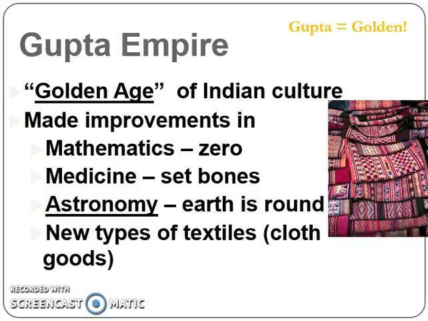And they are going to make improvements in a lot of different things, including zero in mathematics. They're going to set bones, medically speaking. So when you break your bone, putting it back into place, knowing how to put it back into place and wrap it and make sure it grows back how it should, they were very skilled in that. Also, astronomy, they discovered or put out that the earth is round. And they also created new types of textiles or cloth goods.